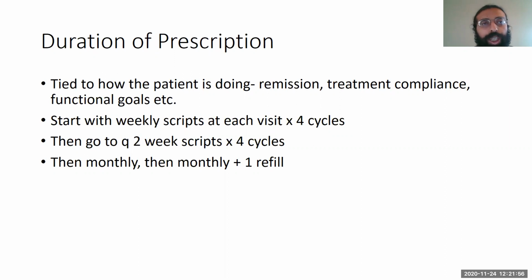In general, we try to tie how long a prescription we provide to how the patient is doing. So when the patient is doing well, they're in remission, they're complying with treatment, maybe they're meeting their functional goals, maybe they have a job, they're taking care of an elder, we try to give them a longer prescription or maybe even a refill. On the other hand, when the patient is not doing well, when the patient is struggling, maybe needs more monitoring, then we provide shortened durations, right? Just to give them the extra support.